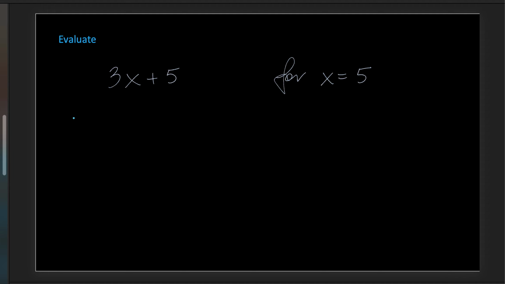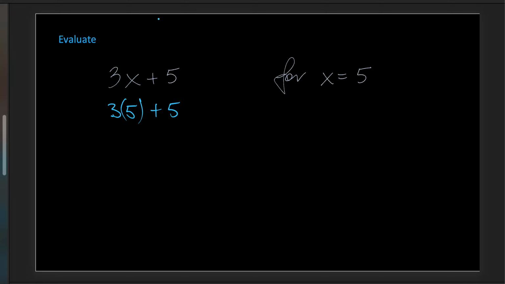So we have a different type of problem here. We're given an expression that we have to evaluate. This is 3x plus 5, and we're given for x equals 5. We're given the value of x. So what we're going to do is plug in 5 for x. 3 is sitting next to x, so that means multiplication. However you want to write the multiplication.